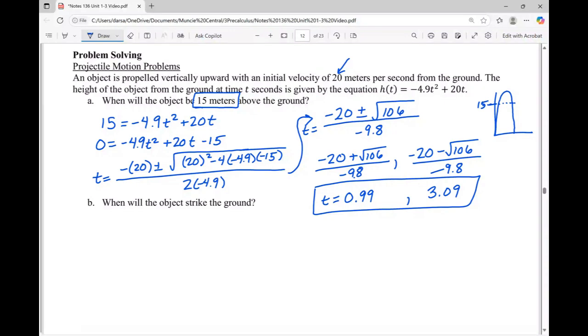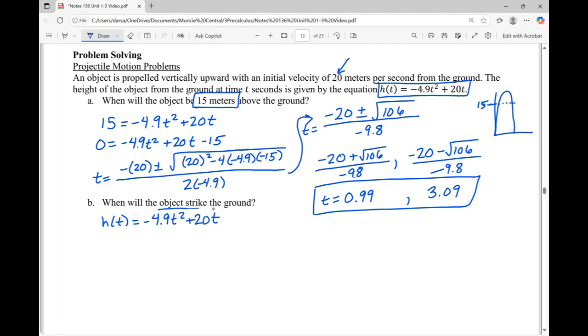We're working on a projectile motion equation problem where they gave us the equation of the height of the object that we have thrown up into the air at various times. So, height of the object at time t is given by negative 4.9 t squared plus 20t. And the question that we had before was when will it hit 15 meters? So we plugged 15 in for h of t.